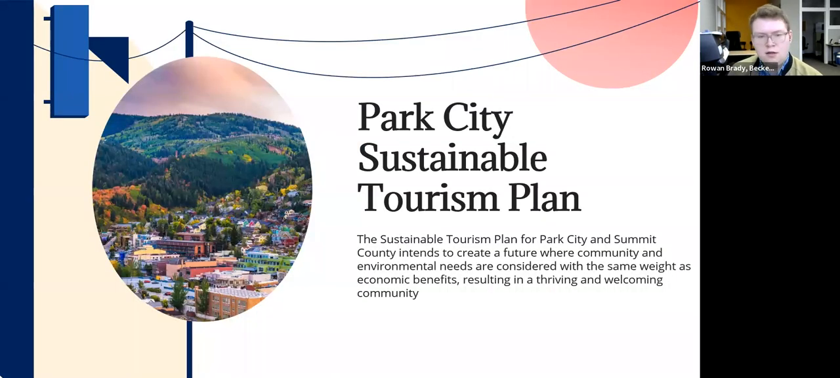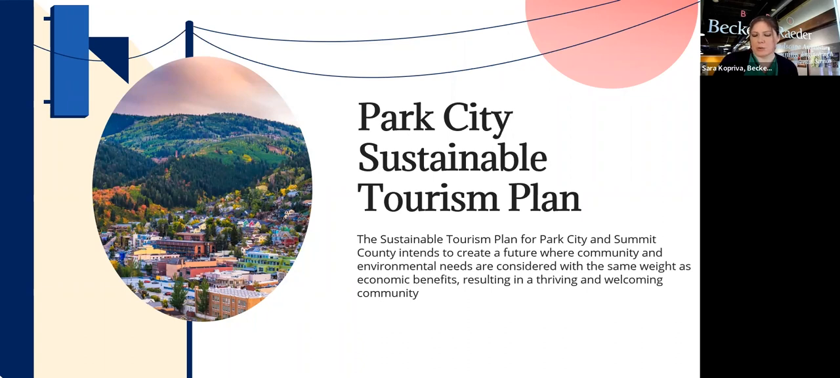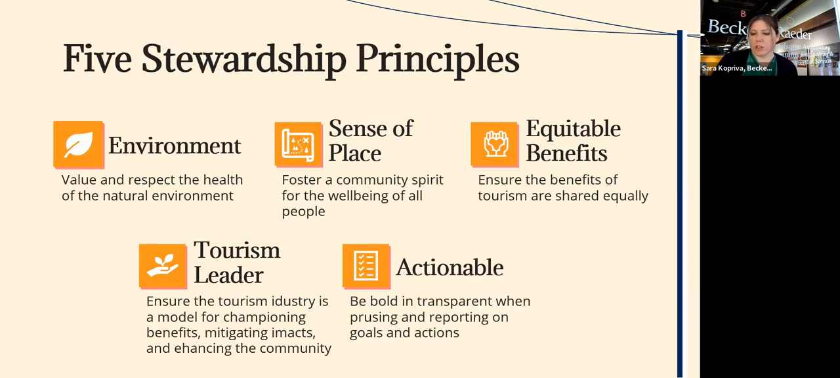Next slide. Park City, Utah, this plan was developed in 2022. And since the 2002 Winter Olympics, Park City has experienced growth in tourism. And with its robust tourism economy, there were clear indications that the current state may become out of balance. So they were looking for a way to balance residents' and visitors' desires. This plan includes five stewardship principles that are tied into each of the plan's objectives and initiatives. The environment is a value and respect for the health of the natural environment and natural resources. A sense of place fosters the local spirit, values, and well-being of the community. And this goes for residents, employers, employees, and visitors alike.